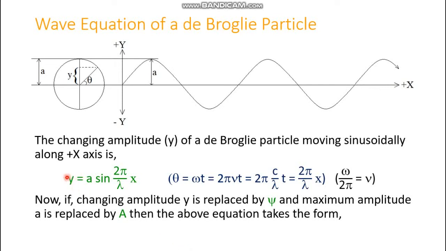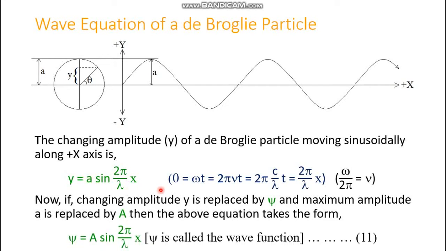And this is nothing but ψ in our quantum mechanics, and this is the wave function. So what is the physical significance of ψ? The physical significance of ψ is the wave function that is actually describing a de Broglie particle, and ψ is nothing but the changing amplitude of the movement of the particle, and its maximum value is a. Now in our terminology we can replace this y as ψ and this small letter a by capital A, and finally it takes the form ψ equals A sin(2π by λ into x).